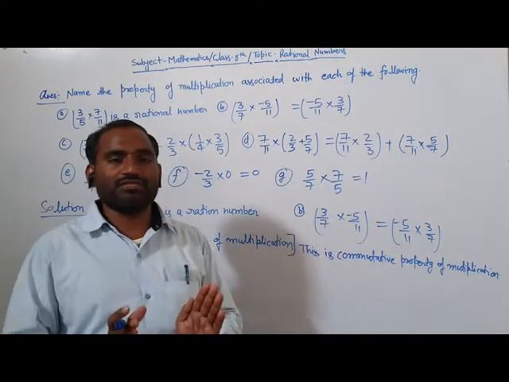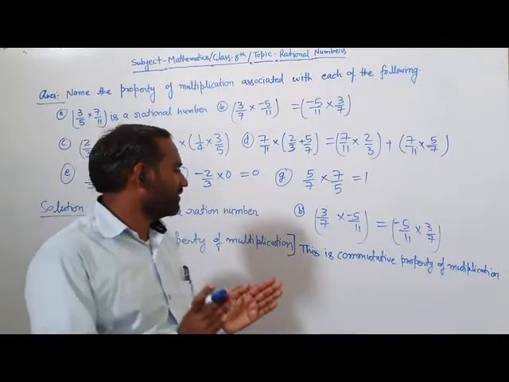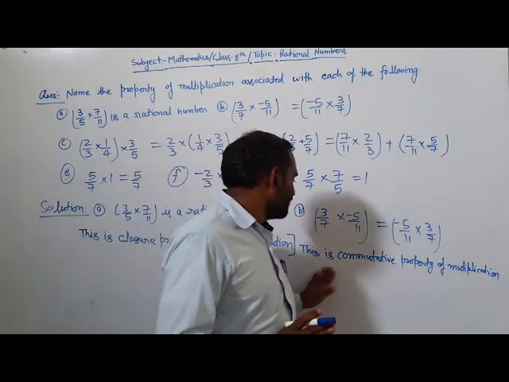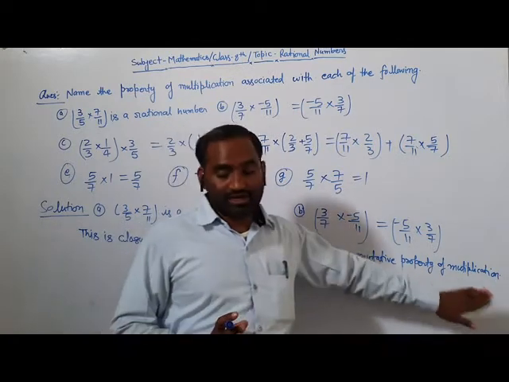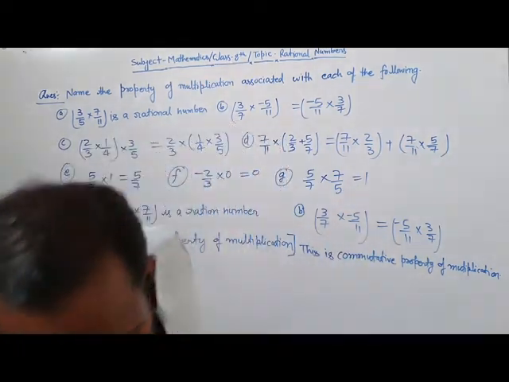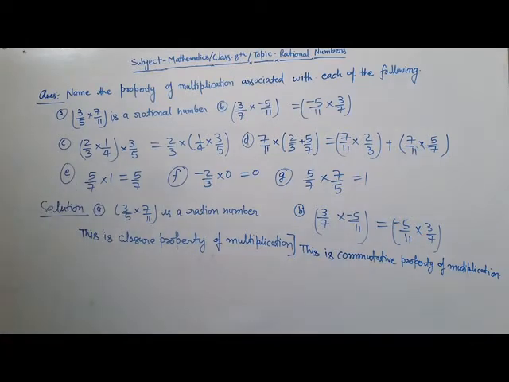इसमें ऑर्डर चेंज होता है और प्रोडक्ट वही रहता है, सेम रहता है, उसको कम्यूटेटिव प्रॉपर्टी कहते हैं. This is the commutative property of multiplication. Take question number C.